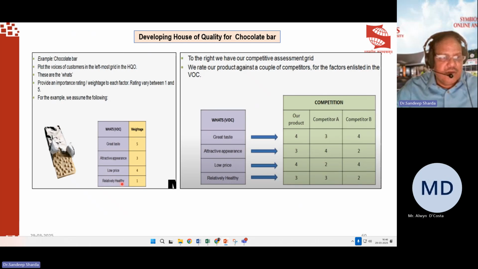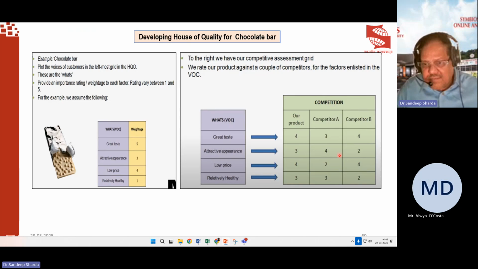Suppose there is a chocolate bar. We are going to plot the voice of the customer in the left side of the grid of the house of quality, providing an importance rating weightage to each factor: great taste, attractive appearance, low price, and relative humidity. We give their weightages 5, 3, 4, and 1, and based on that, our product's rating and competitor A and competitor B's ratings are considered, taken from the market or from the competitors themselves. It can be easily available.